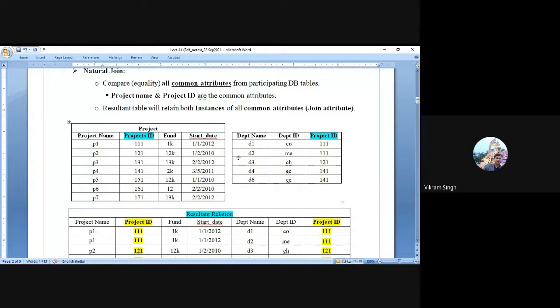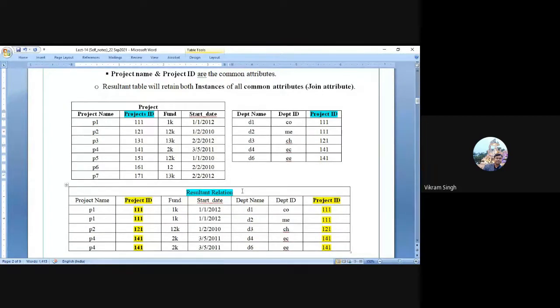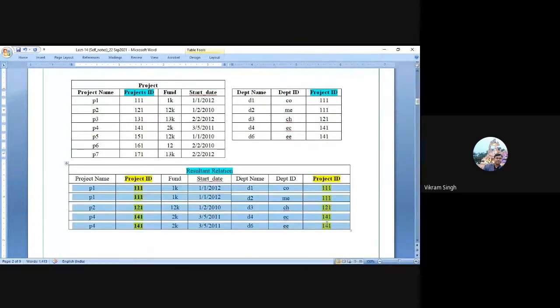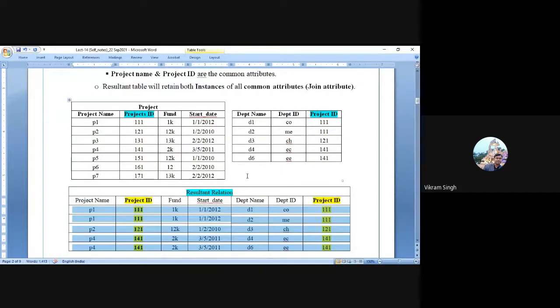Maybe in some cases between project and department, we could have two common database attributes. So in the case of natural join, which we are discussing right now, the comparison on equality will be performed on both attributes, right? It will be performed and the selected tuples will be retained in the resulting relation. So if you see here, in the resulting relation, we have this set of tuples selected as the final result because we have performed natural join.